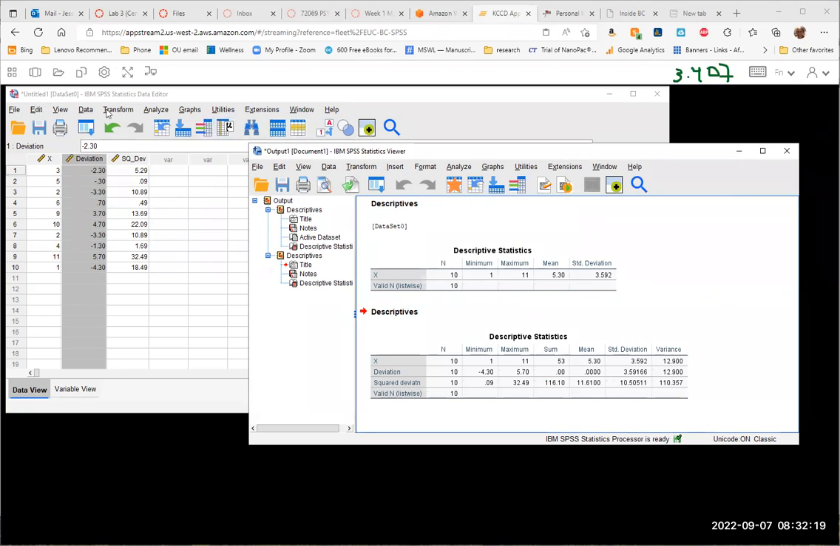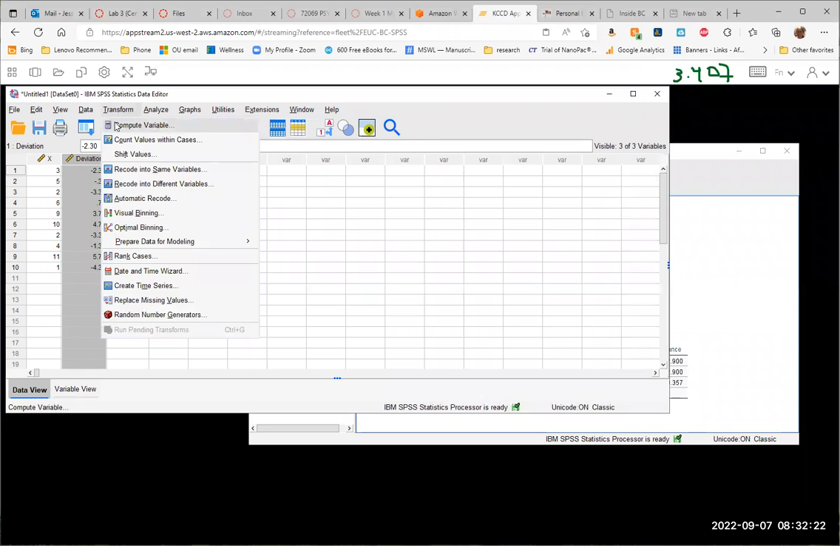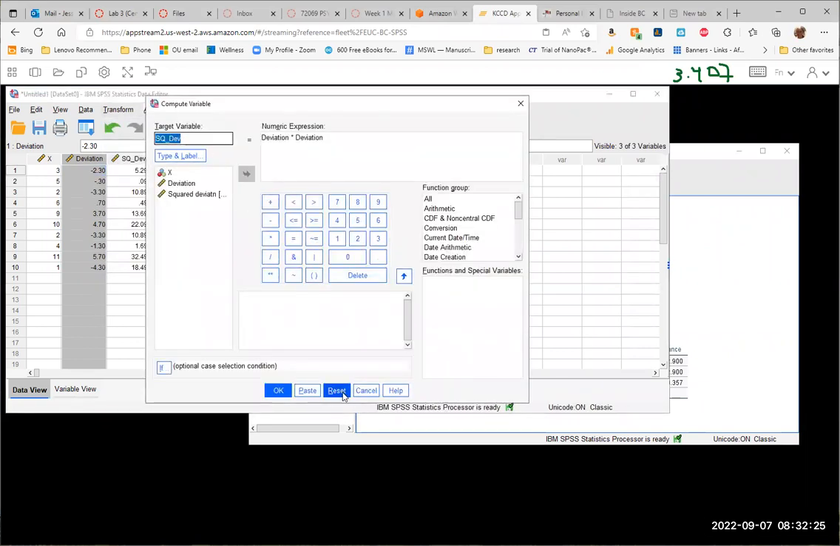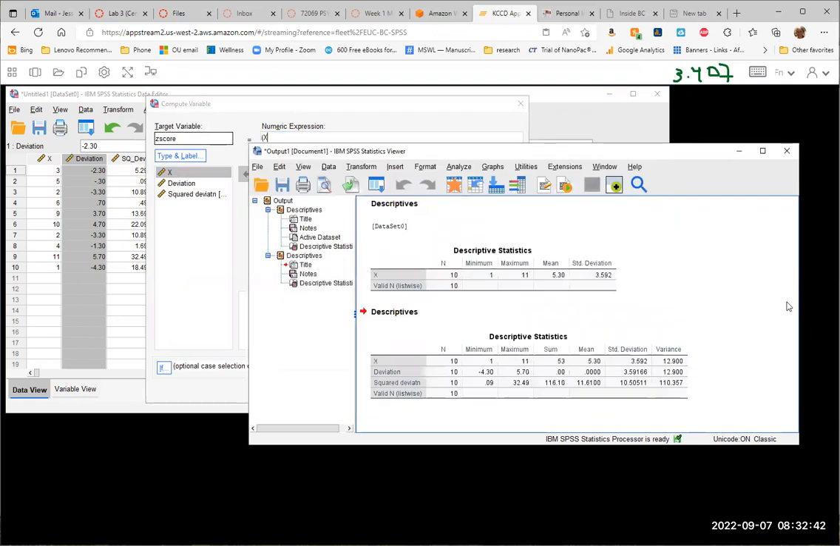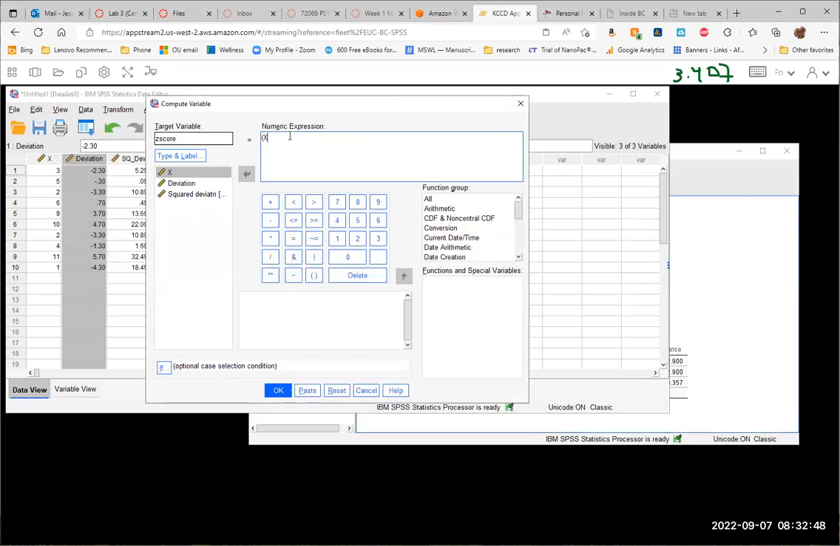Okay, now we can calculate the z-scores. So transform, compute variable. Let's reset this, and we're going to call this z-score. That's not how you spell score. Okay, so the z-score equals, oh, we also need the mean of x. So let's go over here and look at this. The mean of x is 5.3. All right. X minus 5.3. That's the deviation. Actually, we already have the deviation, but I'll show you both ways.